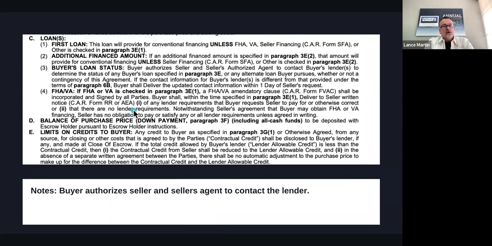There you go. So again, we're going to deliver an RR. It's entirely possible. I don't know why they're specifically calling this out on an FHA deal or a VA deal, because this could happen in any deal, in any transaction, conventional loan.